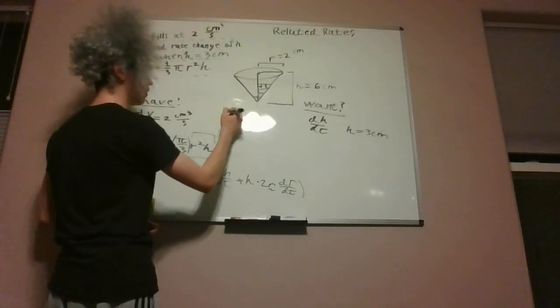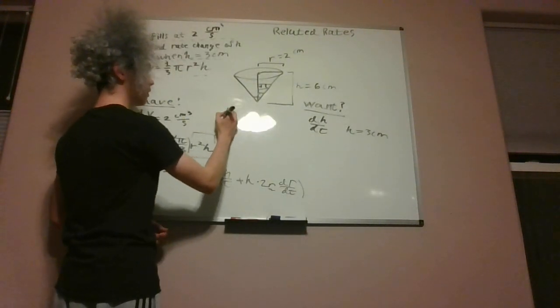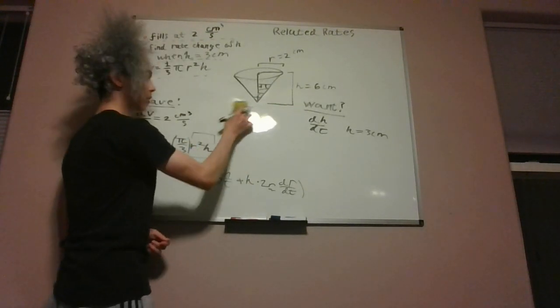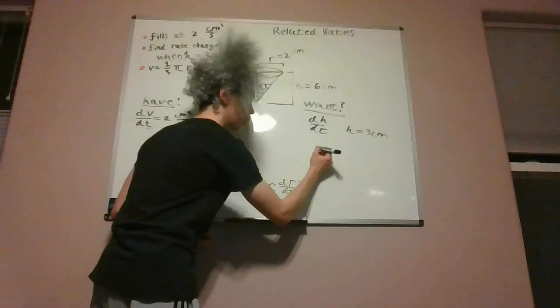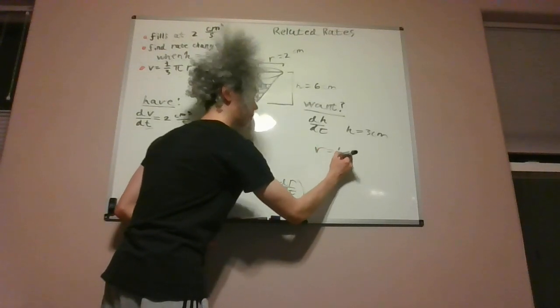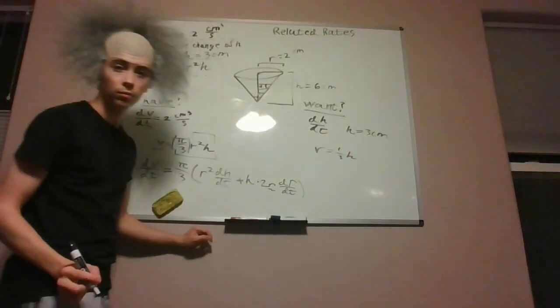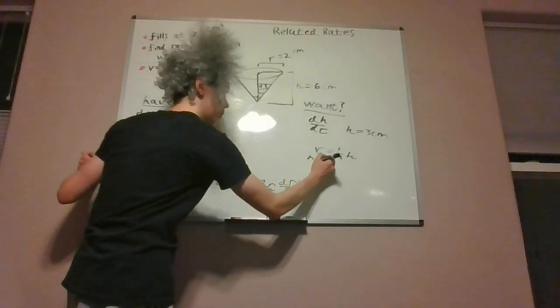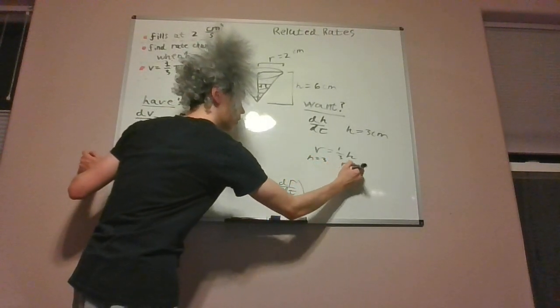So we know that r is equal to 1/3 h from our similar triangles, right? Okay, and we also know that if h is equal to 3, r is equal to 1.